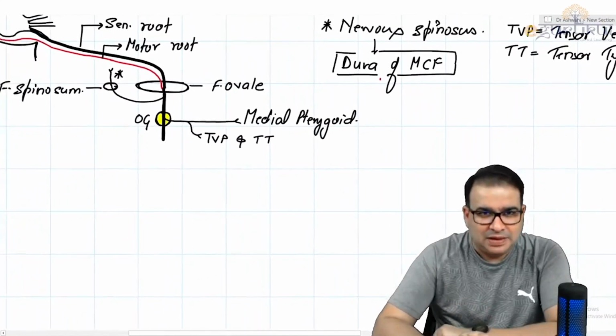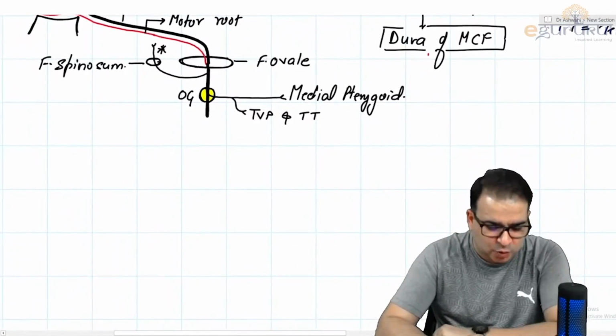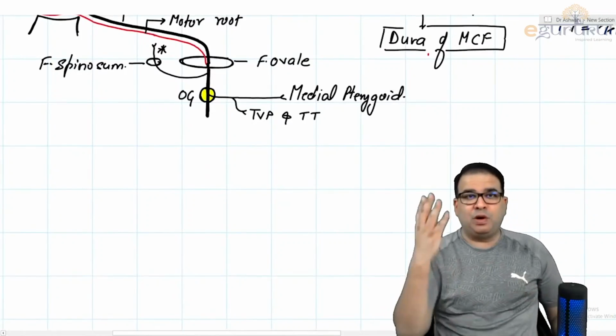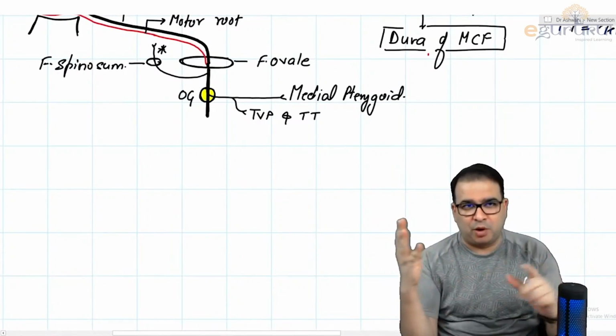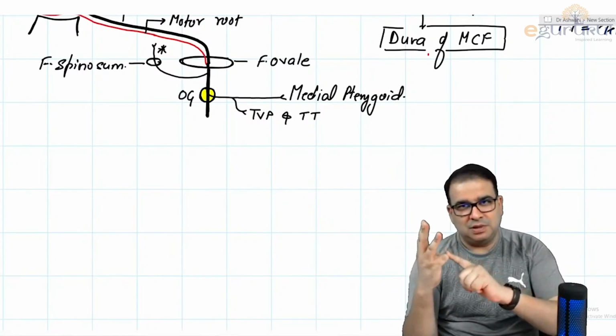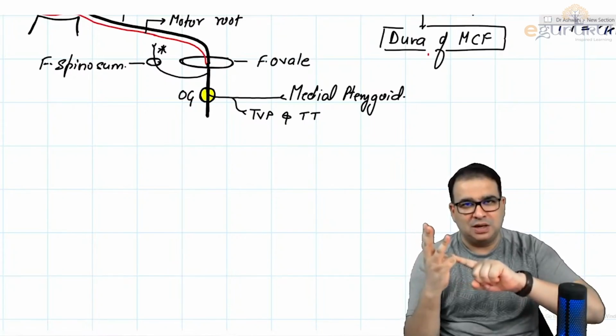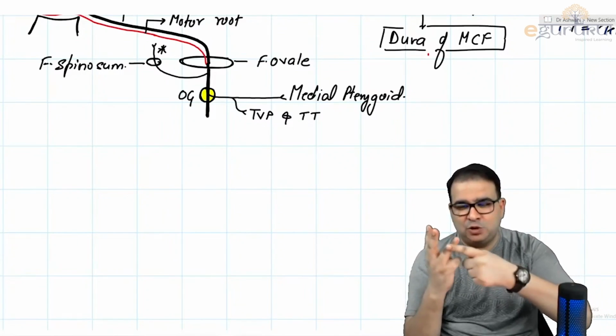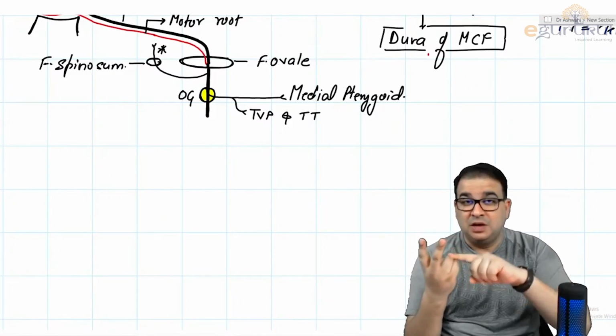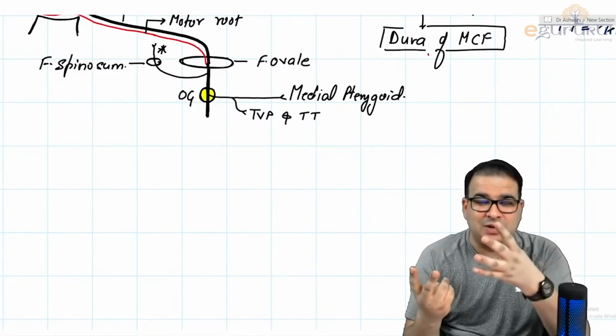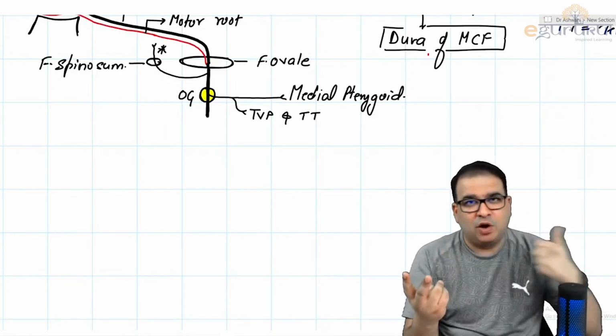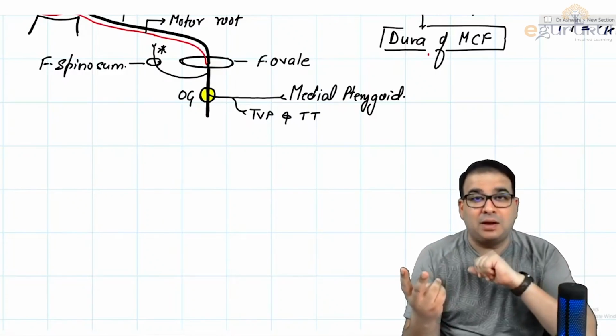Is that clear till here? Tensor veli palatini, tensor tympani. So this is about what? This is about the trunk of the mandibular nerve. 4 important things about the trunk. All 4 are important. Nervus spinosus, supplying the dura mater of the middle cranial fossa. On the medial side, it is connected to the otic ganglion, a topographic connection. We said all 4 ganglions are related to the trigeminal nerve. We already saw ciliary, we already saw pterygopalatine, and now you're looking at otic ganglion.